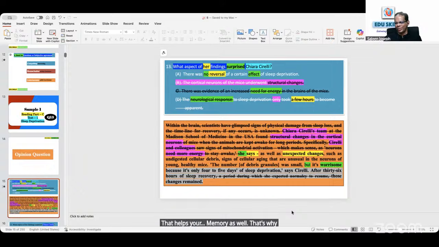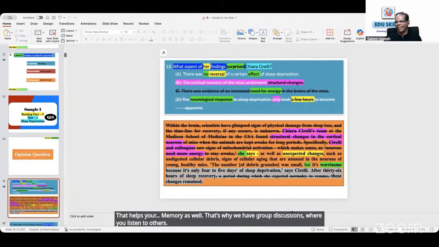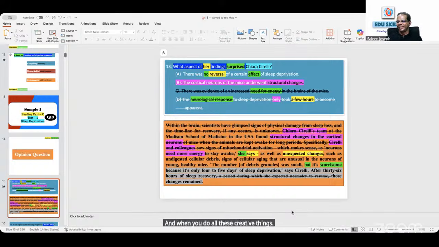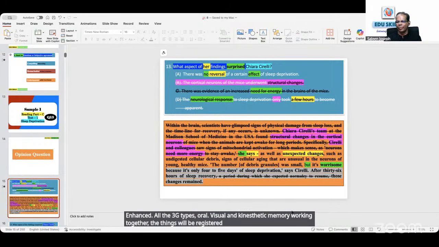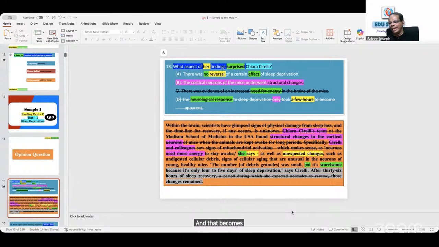That's why we have group discussions where you listen to others. And when you do all these creative things, magic markers, cutting, highlighting, changing colors, your kinesthetic memory is enhanced. When all three types, oral, visual, and kinesthetic memory, work together, the things will be registered in your permanent memory, and that becomes a skill very easily. Is that clear? It's a very common thing. You have seen this material, but I just wanted to say, once you are competent, you are not going to look at anything of this sort.